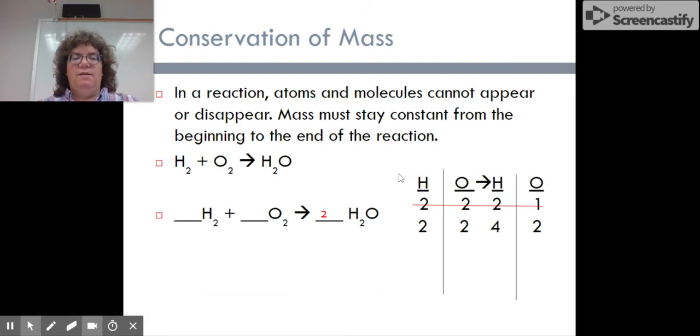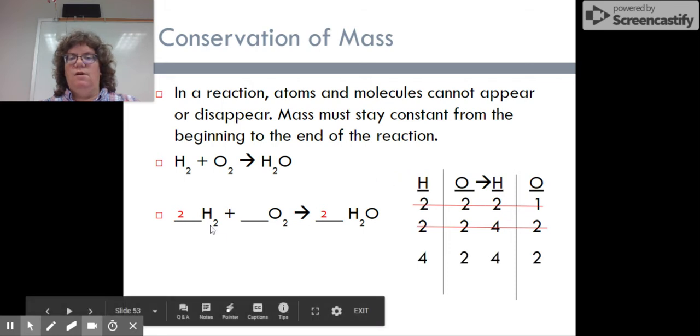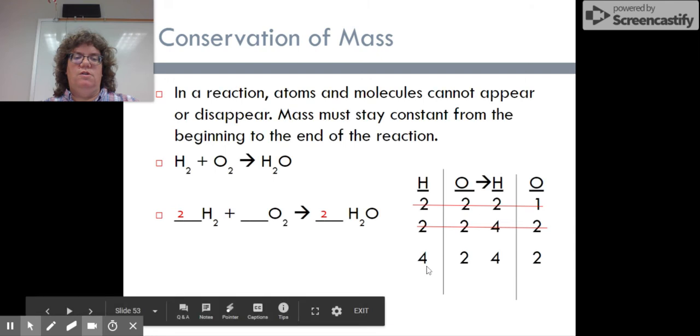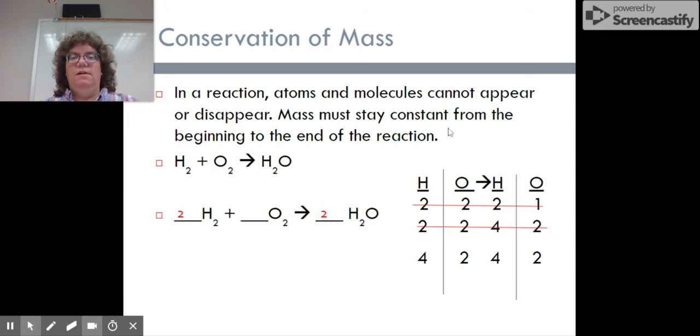So what I do next, I'll put a 2 right here, get rid of these old numbers, and go again. Now, 2 times 2 is 4, so there are 4 hydrogens on this side, and still 2 oxygens. We always assume the number is 1 if it's missing. And 2 times 2 is 4 again. 4 hydrogens, 2 oxygens. So now everything matches up. I have 4 hydrogens on both sides and 2 oxygens on both sides, and so my equation is balanced.